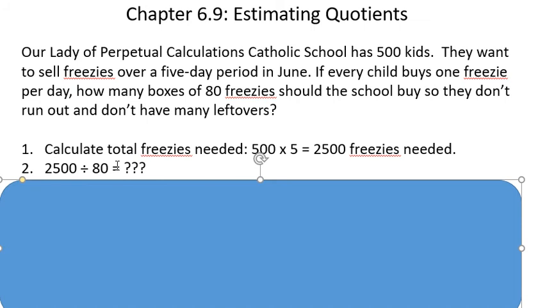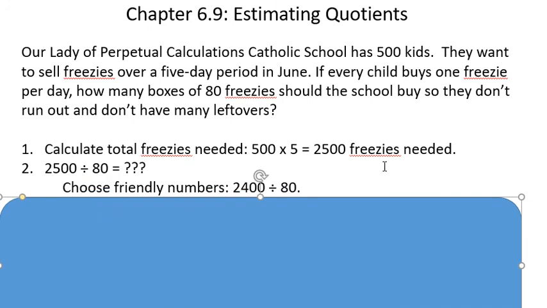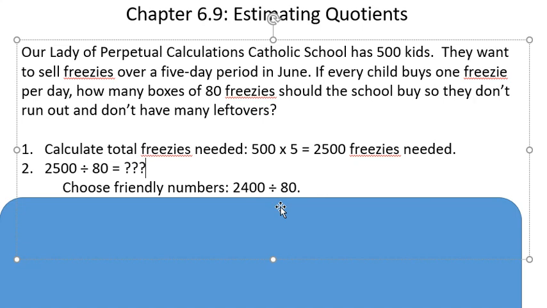This is what we have to be able to estimate. We need 2,500 freezies, and they come in box sizes of 80. So what is 2,500 divided by 80? That's what we want to find. I'm choosing friendly numbers. My friendly numbers are 2,400 and 80. And I chose these because I'm dividing by 80, so I want a number that I can easily divide by 8. That number happens to be 24.